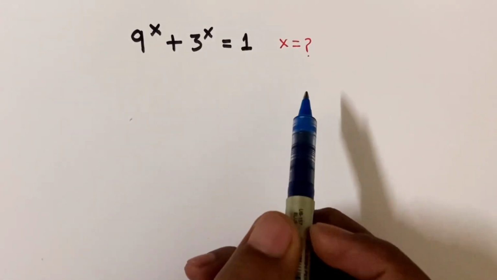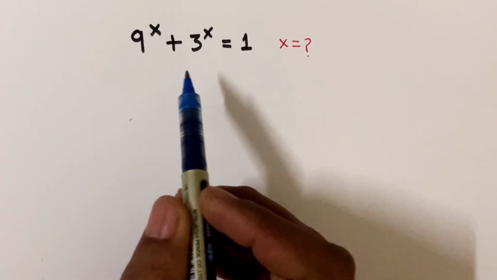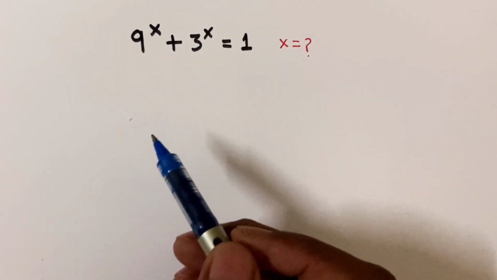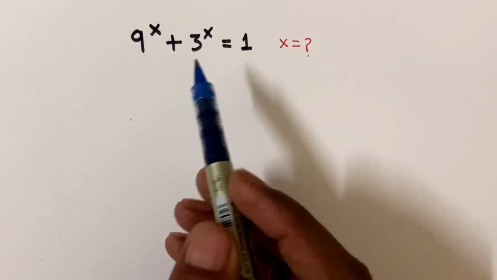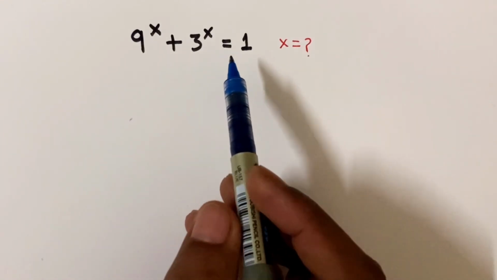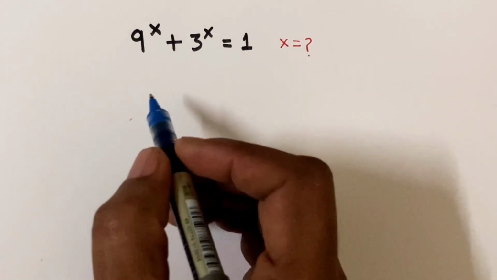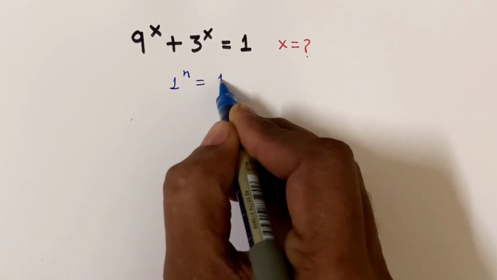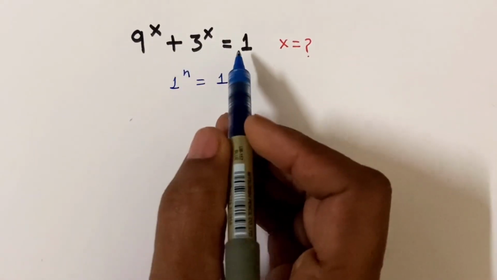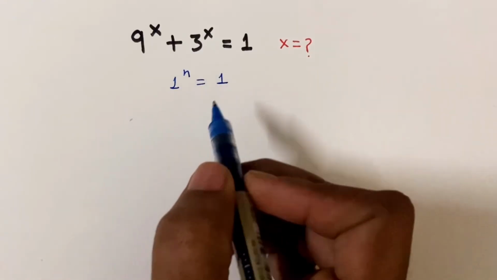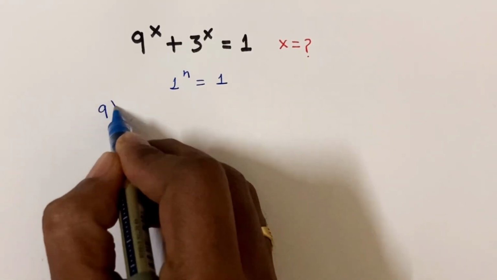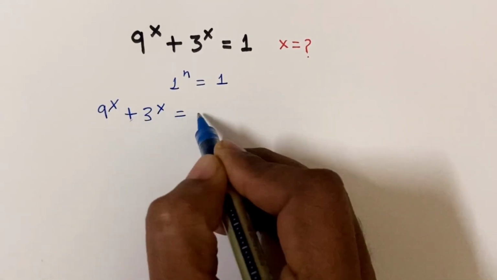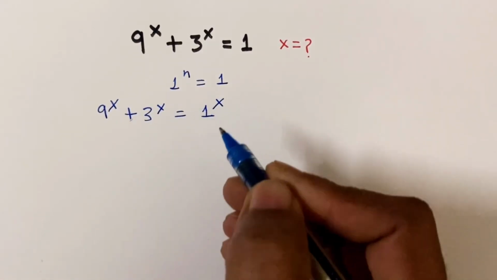This is a typical exponential problem where you have to find the value of x which satisfies this equation. To solve this problem, first we have to rewrite this equation. As we know that 1 to power n is always equal to 1, this equation can be rewritten as 9 to power x plus 3 to power x equals 1 to power x.